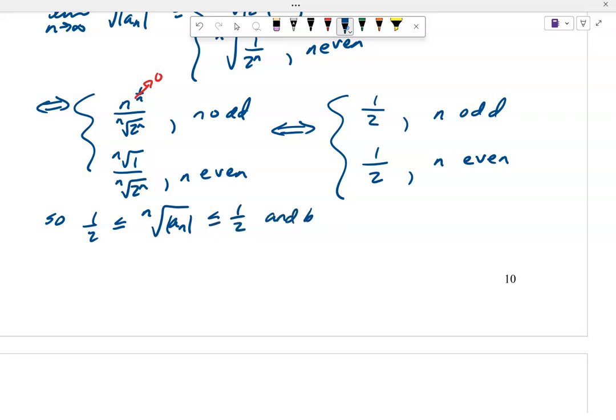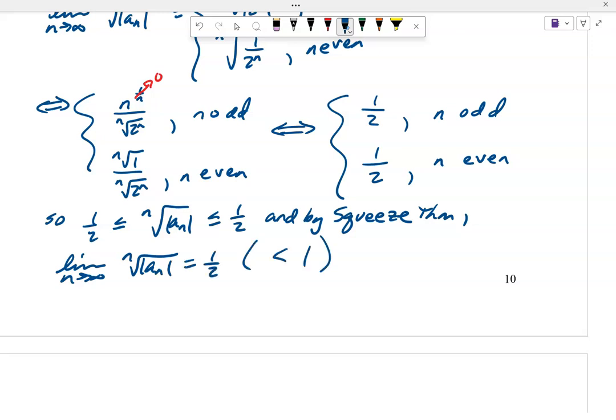And by the squeeze theorem, the sandwich theorem, whatever you want to call it, the limit as n goes to infinity of the nth root of the absolute value of a sub n is 1/2. Well, that's less than 1. Therefore, this series converges absolutely by the root test.